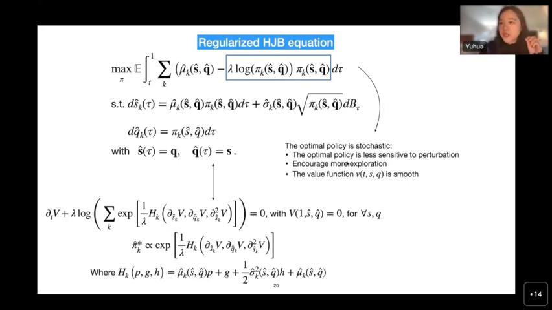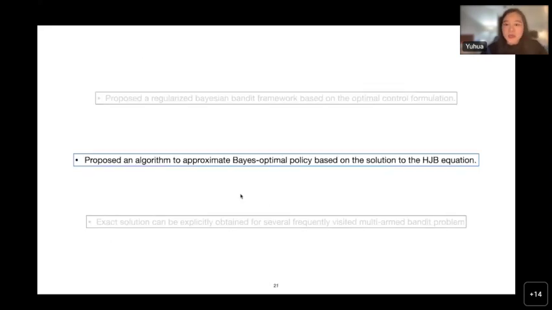This is especially useful when your estimation at round i is not very good. I will show you an example later in a numerical experiment when you don't have a very good prior estimate in your Bayesian framework. After adding this regularized term, it will give you a better policy. Okay, so this is the regularized version of the estimation-based optimal policy.